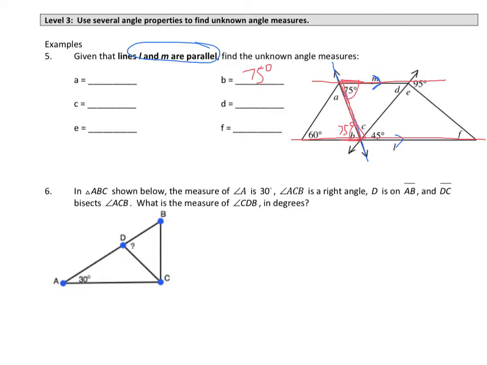Okay, now I can use some other angle properties to get some other angles. If I want the measure of angle A, I have 3 angles inside of this triangle that have to add up to 180. So if I add 60 and 75, I get 135. And then I can do 180 minus 135, and I get 45. So the measure of angle A would have to be 45 degrees.